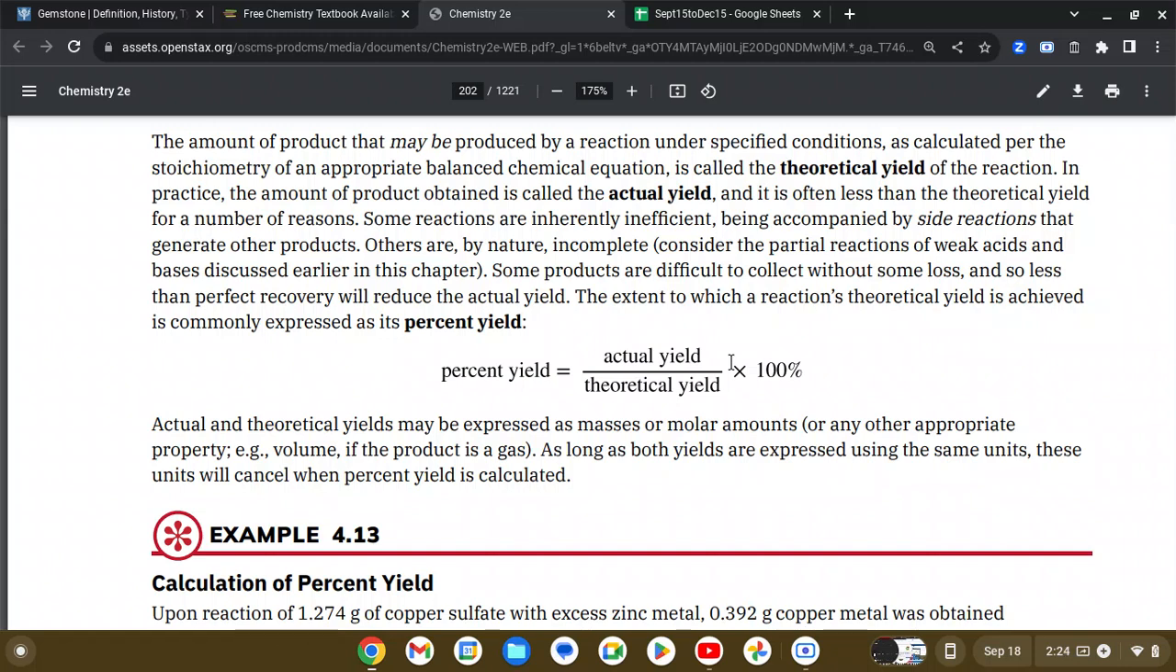Consider the partial reactions of weak acids and bases discussed earlier in this chapter. Some products are difficult to collect without some loss, and so less than perfect recovery will produce the actual yield. The extent to which a reaction's theoretical yield is achieved is commonly expressed as its percent yield. Percent yield equals actual yield over theoretical yield times 100. Actual and theoretical yields may be expressed as masses or molar amounts, or any other property, e.g. volume, if the product is a gas. As long as both yields are expressed using the same units, these units will cancel when percent yield is calculated.